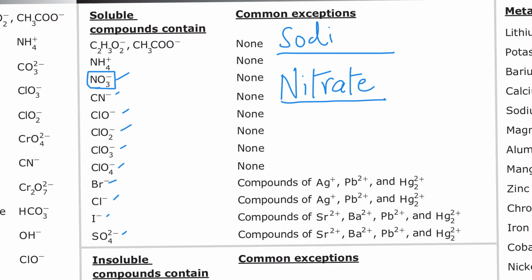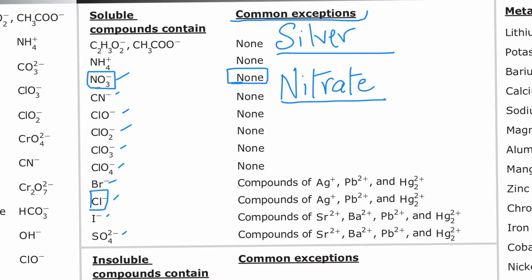Wow, I just misspelled it. Sorry about that. And so sodium nitrate will be soluble in water. I can do the same thing. I can erase the sodium part, and instead I can write silver nitrate, and this will also be soluble in water. And here's why. If you look under the column of common exceptions, you know that nitrate has no exception. It means that as long as the chemical you're looking at has the word nitrate, then all the compounds will be soluble. Now let's take a look at something like chlorine, for example.